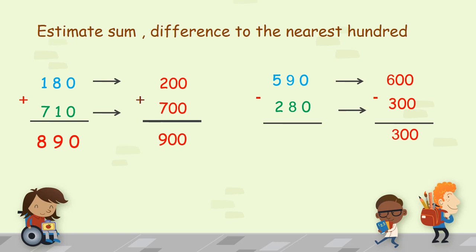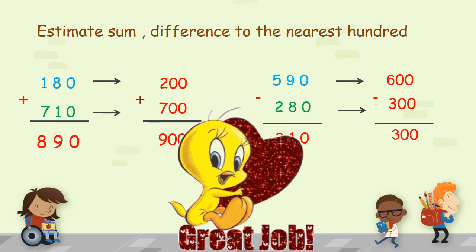Let's do the subtraction and see if our estimate is close to the subtraction or what. So 0 minus 0 is 0. 9 minus 8 is 1. 5 minus 2 is 3, so it's 310. Is it close to the 300? Yes, it's so close. Okay, so good job, great work, primary 2.